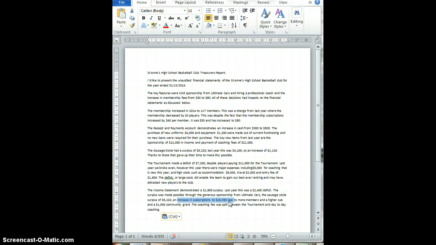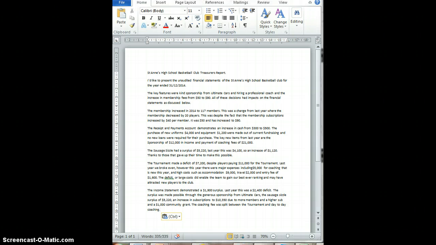Surplus made possible by Ultimate Cars, the Sausage Sizzle, increase in subscriptions. So it's quite interesting, even though we're able to buy new uniforms and new equipment, we still made a surplus here. So we're just mentioning those reasons why. If you look at the expenses, there's nothing really that stands out other than the tournament deficit. So we won't mention them really. But we also might talk about the coaching fee being split. Okay, and that coaching fee meant it was only 16,000 and not 21 when it came to this part here.